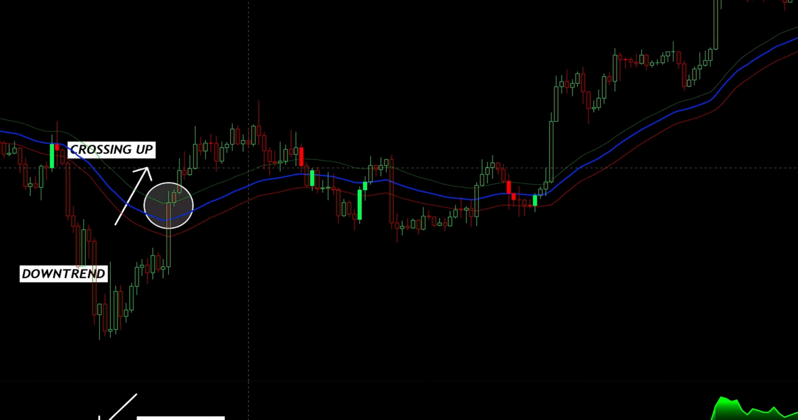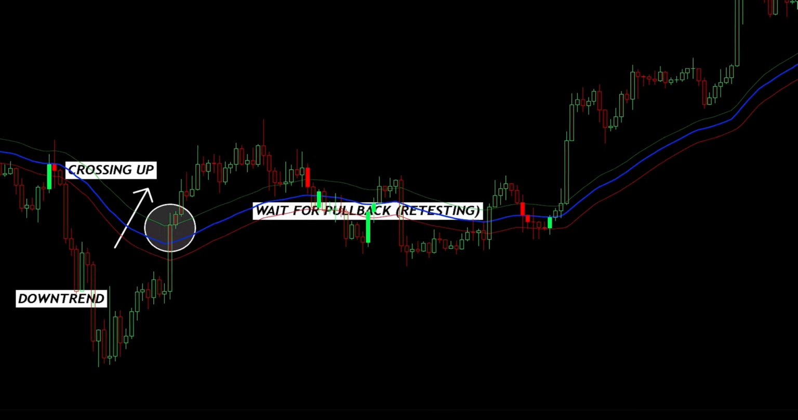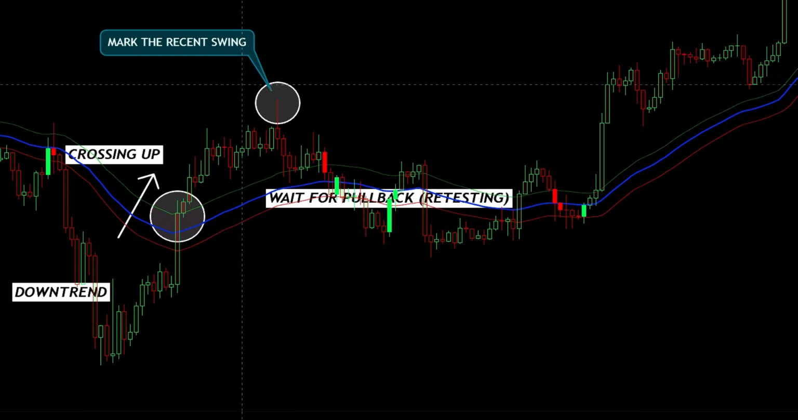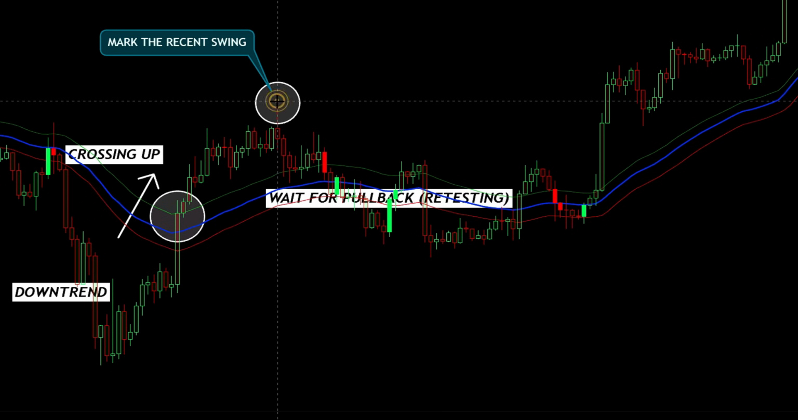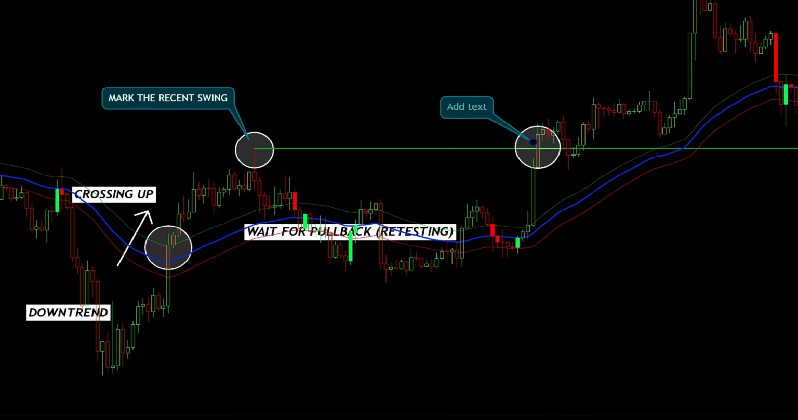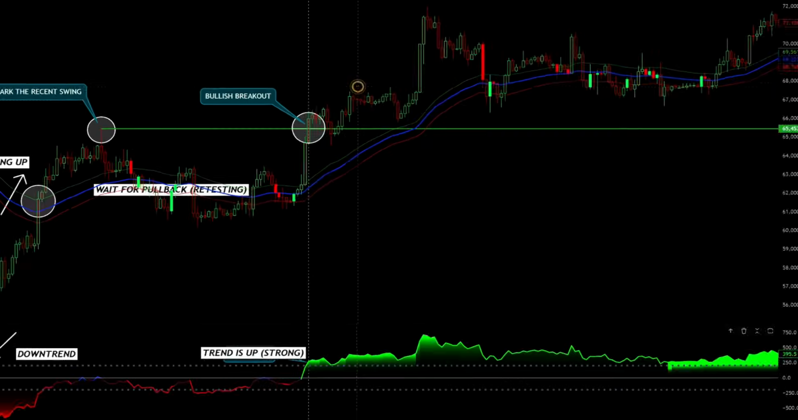You must wait for the upper wave to pull back and retest the MA channel, like it does right here. When the pullback is complete, find the most recent swing high from that move and draw a horizontal line. That's your trigger line. Your final signal is a candle that closes decisively above the trigger line. If that happens and the range oscillator is still green and above the plus 200 level, you have your valid buy signal.